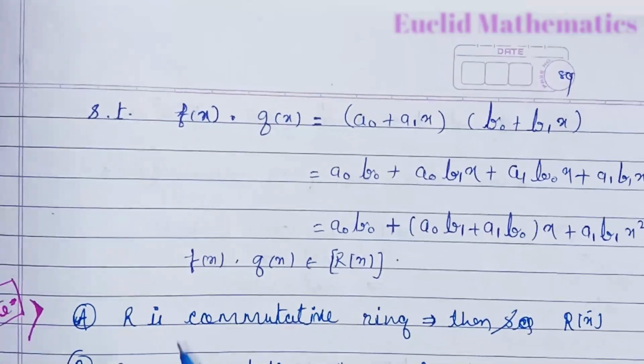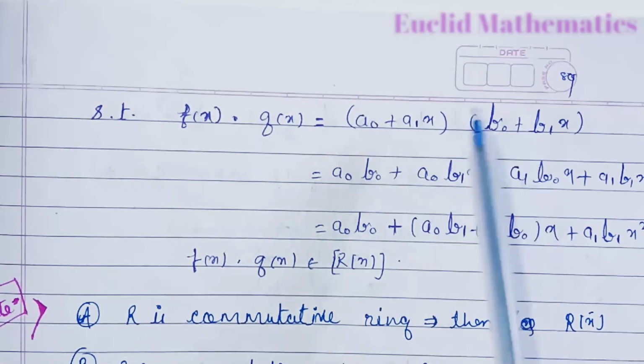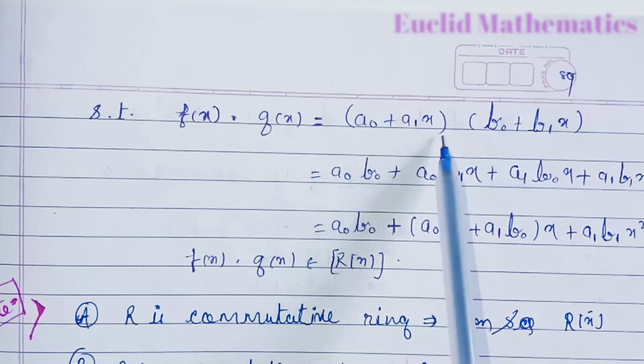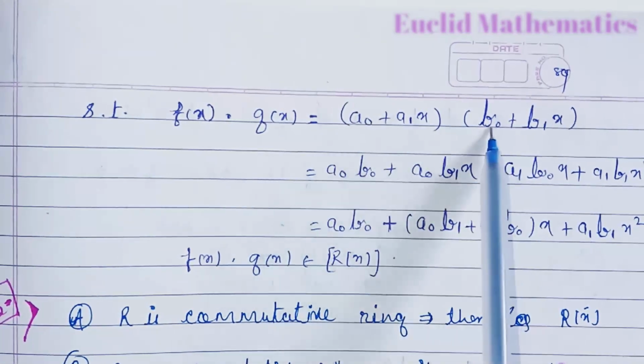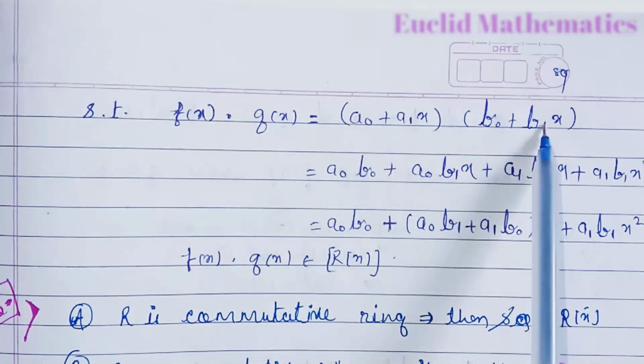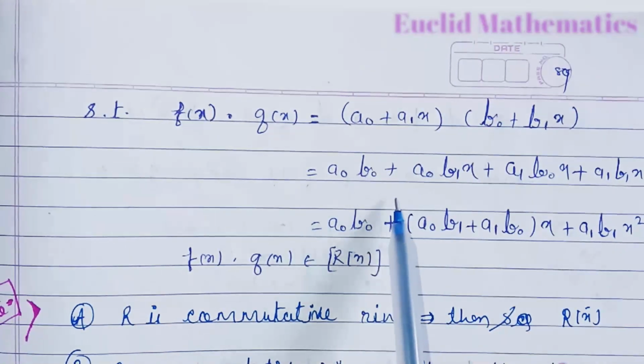So you can see here the multiplication of two polynomials, f(x) multiplied by g(x). We multiply the polynomials as we do in regular calculations: (a0 + a1x) multiplied by (b0 + b1x). First times first, first times second, second times first, and second times second. Multiply it and you will get those terms.